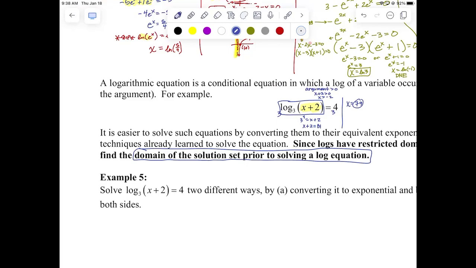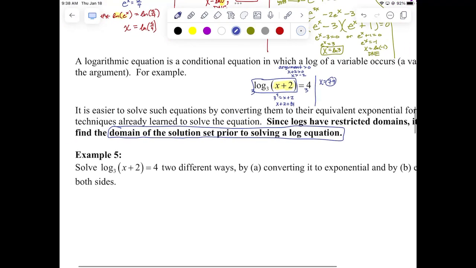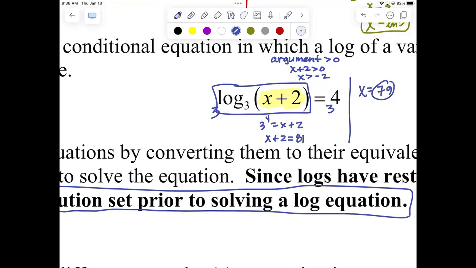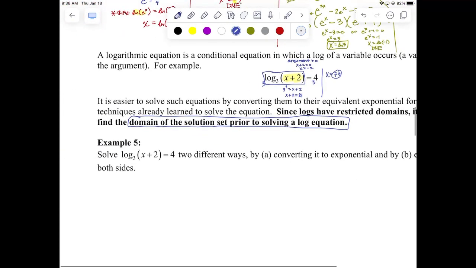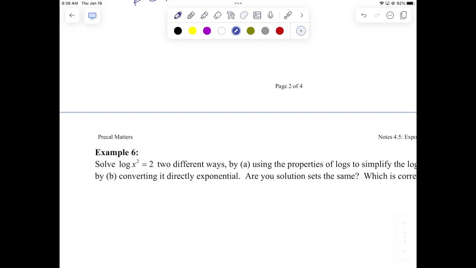Now, example 5 says to solve this in two different ways, by converting it to exponential and exponentiating both sides. I think I already did that, right? It works the same way. Around the world gets you 3 to the 4 equals x plus 2. Exponentiating both sides gets you that. So we've already done this one. We did it. It's right up here. So we're going to start tomorrow with example 6. Okie dokie? And that should be it for today. We got finished with exponential equations. We are now well on our way to logarithm equations.